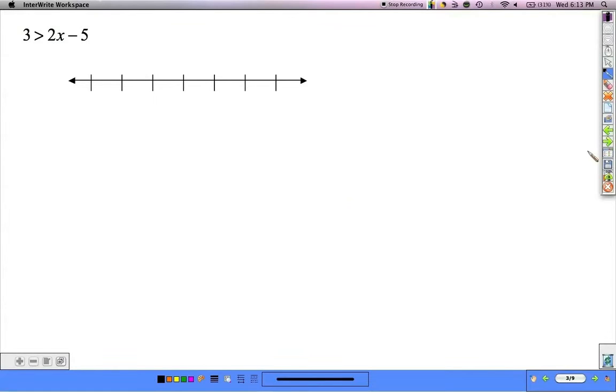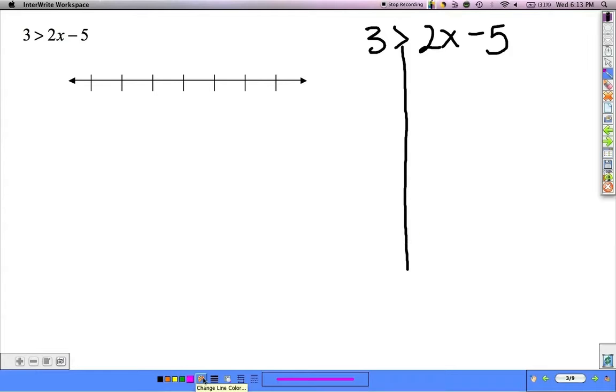All right, so taking a look at the first example, we have 3 is greater than 2x minus 5. And we would start solving this exactly the same way we would with an equation. I'm going to draw a line because I know it helps a lot of you. So the first thing we need to do is add 5 to both sides of this inequality.